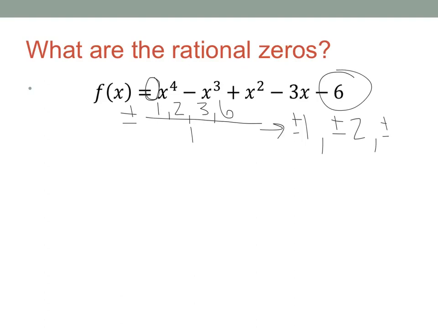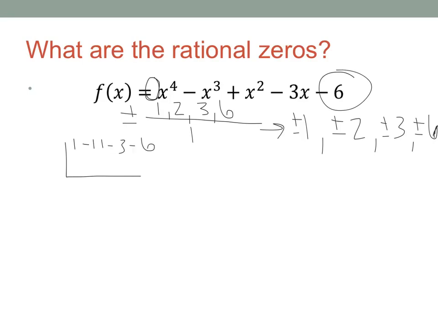Plus or minus 3 over 1, which is 3, and plus or minus 6 over 1, which is 6. Those are the only ones that I am going to test using synthetic division. If you imagine, if I test this out, I'm going to put 1, -1, 1, -3, -6.